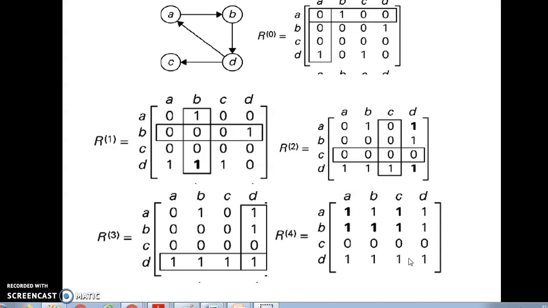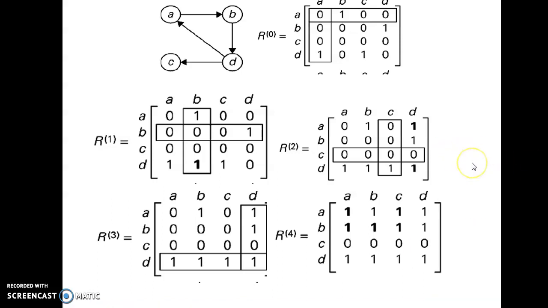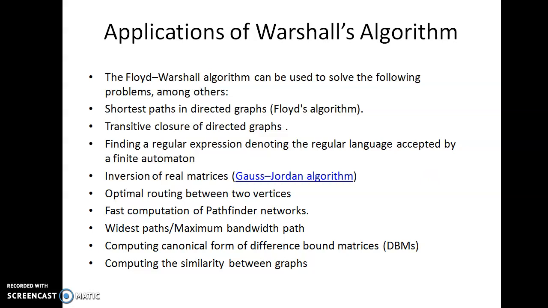And this Warshall's algorithm has a lot of applications. Some of the applications of Warshall's algorithm are: it is used to solve problems like shortest paths and transitive closure of a graph, and inversion of a matrix like the Gauss-Jordan algorithm, and optimal routing between two vertices, and fast computation of pathfinder networks, or finding out the widest paths or the maximum bandwidth that is available in networks.